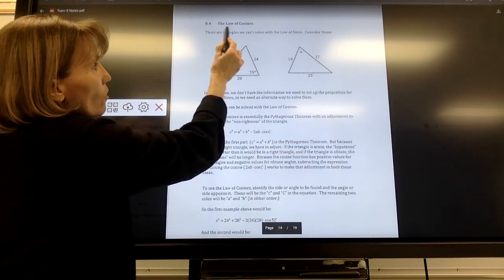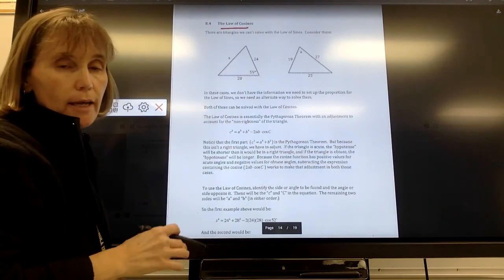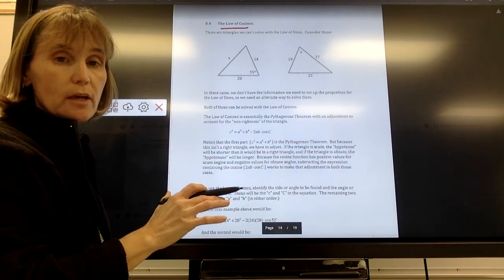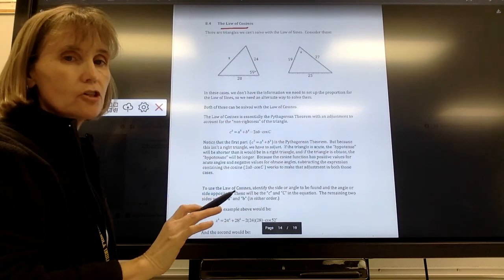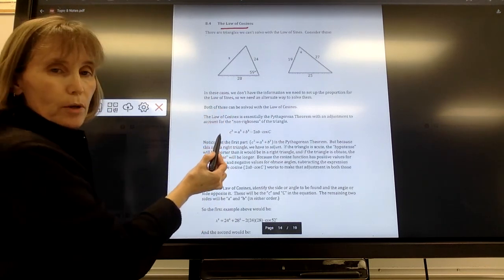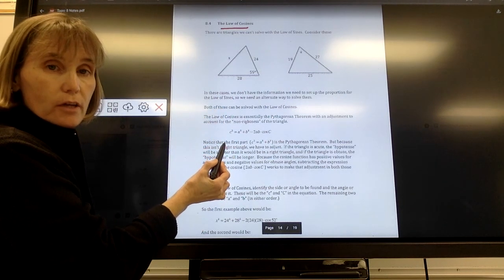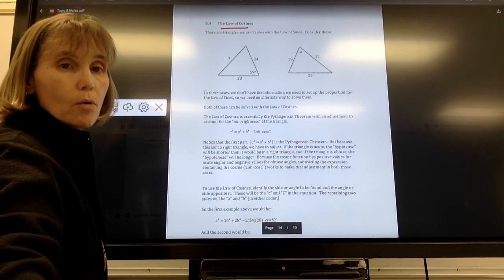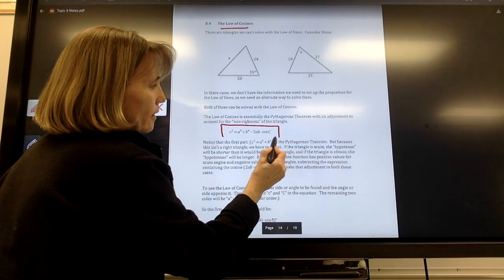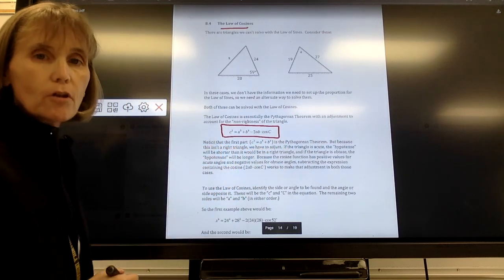So we have what's called the law of cosines. Now, the law of cosines is a much more difficult equation than the law of sines, so please don't get frustrated. Just give your best effort on doing this. This kind of explains how we arrive at the law of cosines, and it's derived from what we know about the Pythagorean theorem. And as you look at it, here's the formula for the law of cosines.